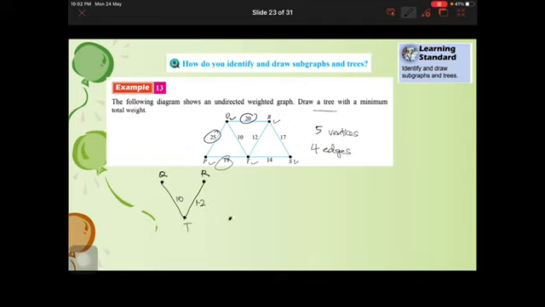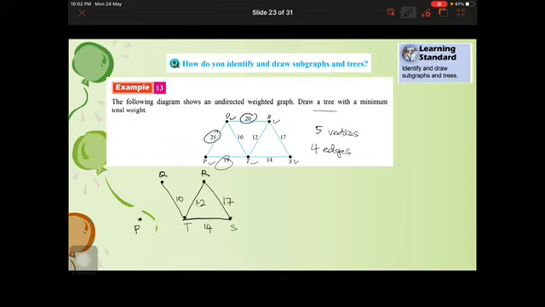Okay, S, this is 17. So 1, 2, 3, 4, another one, T to S. Okay, 14. And another vertex here, P. Okay, this is the first step.